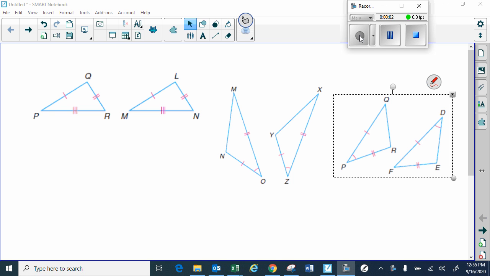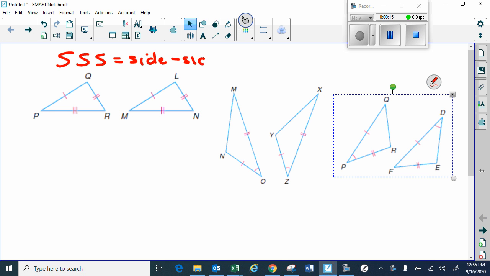Okay, students, we're going to talk about congruence here and go through many examples here. So, first type of congruence we have is SSS, which stands for side, side, side.